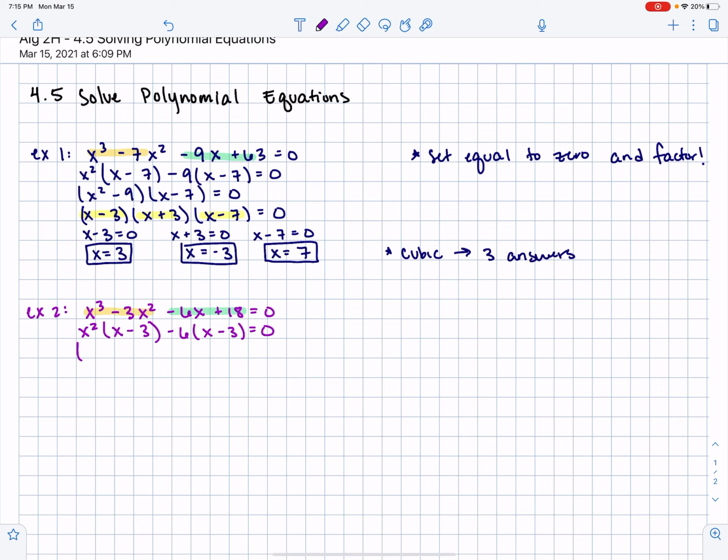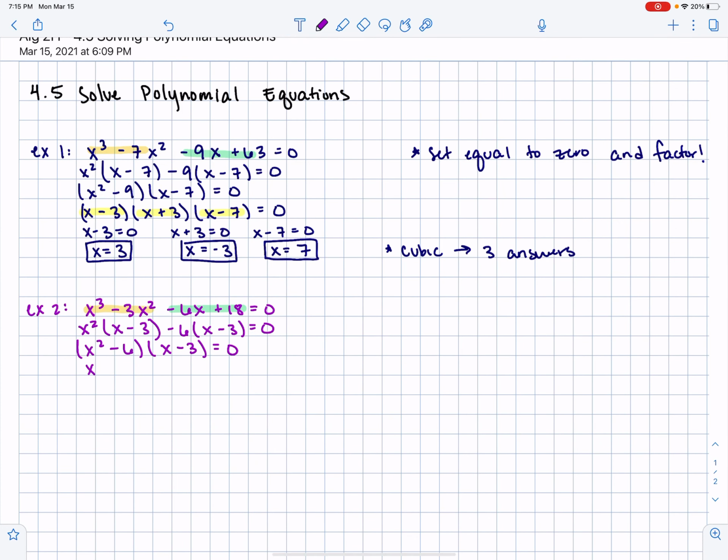This is very similar to the first one, but I just want to point out here that you can solve this because one of your factors is a quadratic, and we can solve quadratics. We can isolate that square and take the square root. So this one, even though x squared minus 6 can't be factored anymore, we can break this down to x squared minus 6 equals 0, and x minus 3 equals 0.